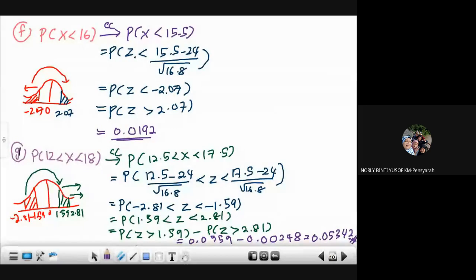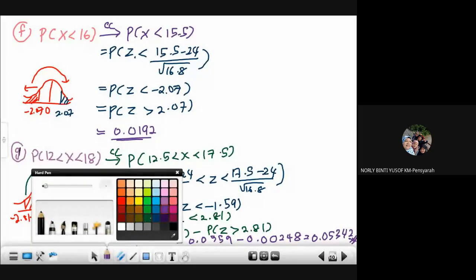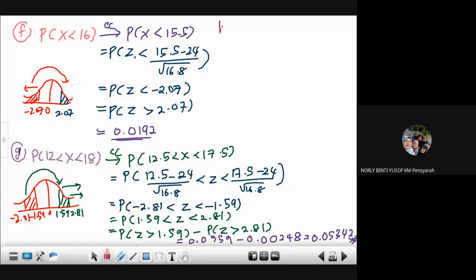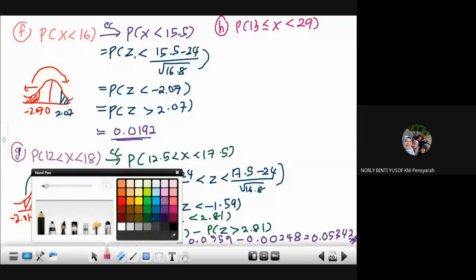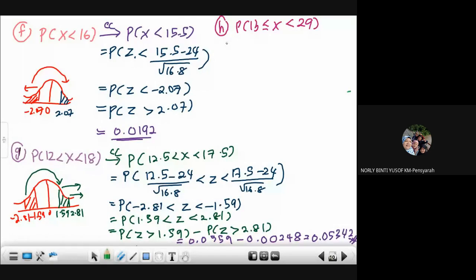Okay, dan kita pergi pada last H. Okay, H pun sama. So, ni buat kat sini. H untuk 13 tapi dia termasuk inklusif 29. So, buat CC. You akan dapat 12.5 sebab greater termasuk sama dengan, less than 29 minus 28.5.